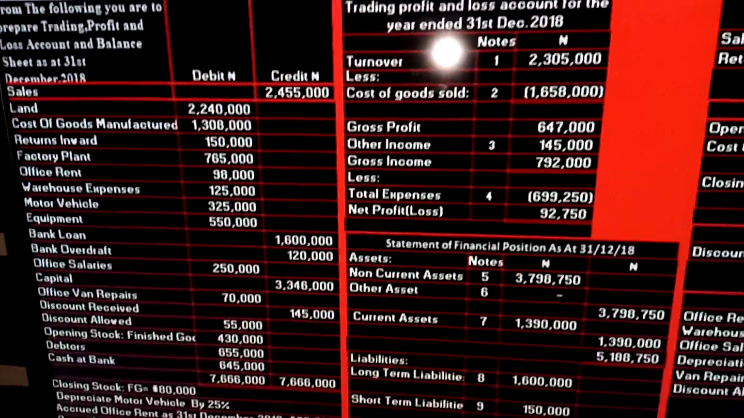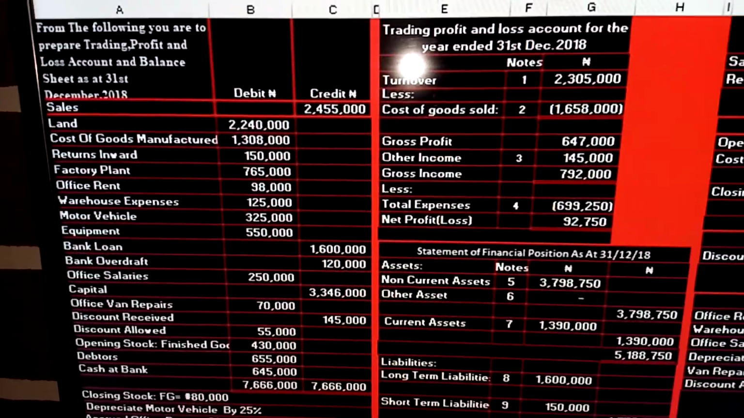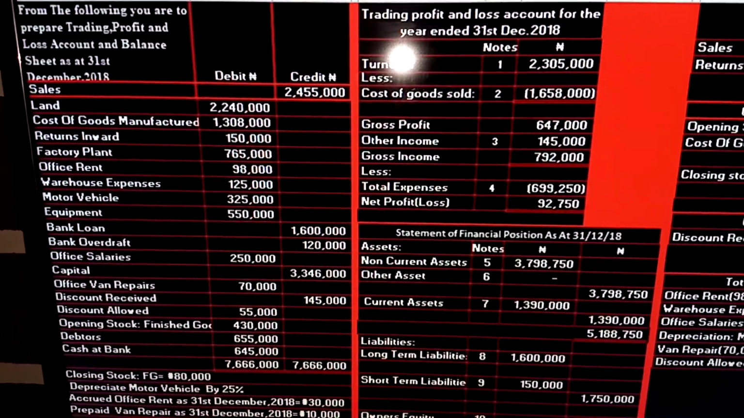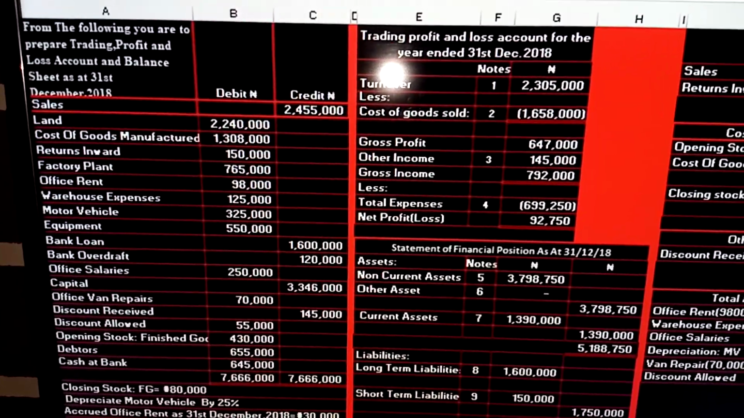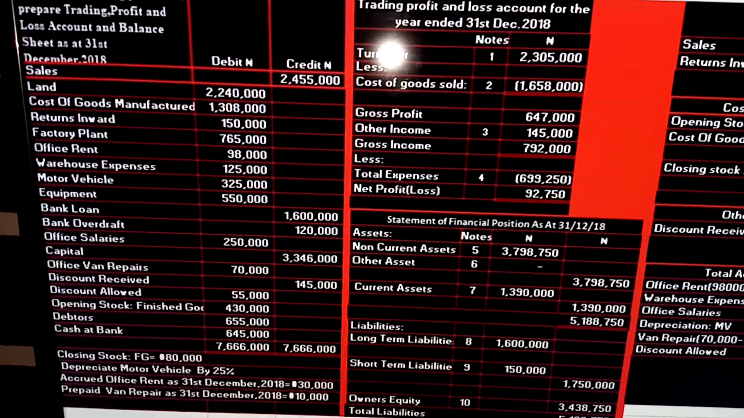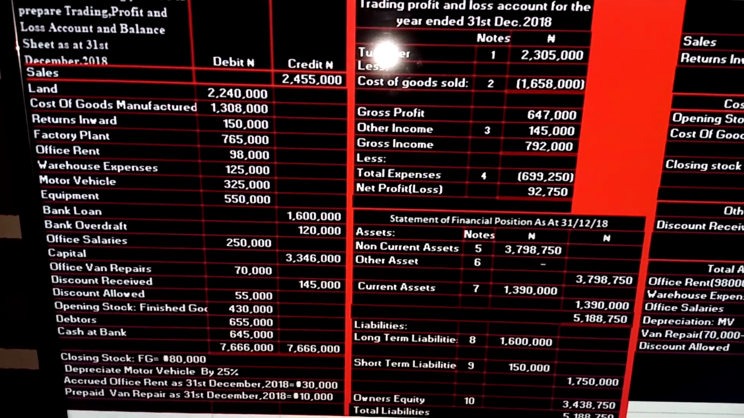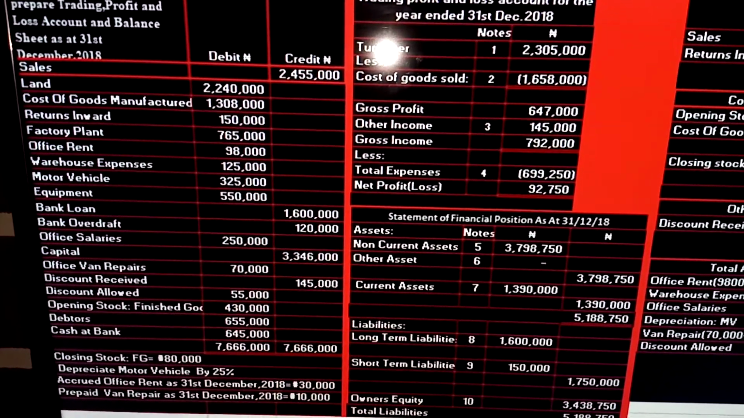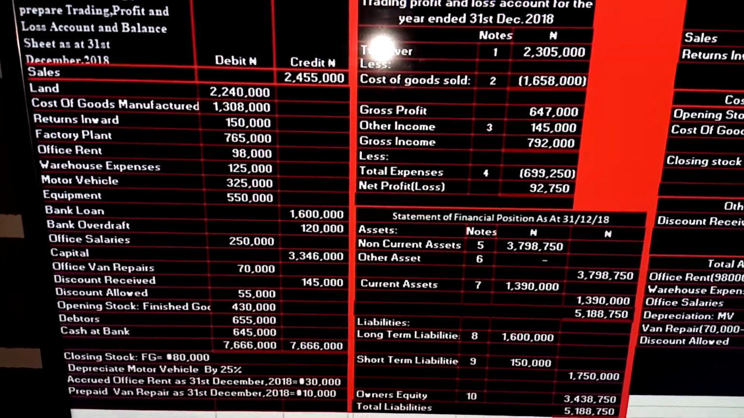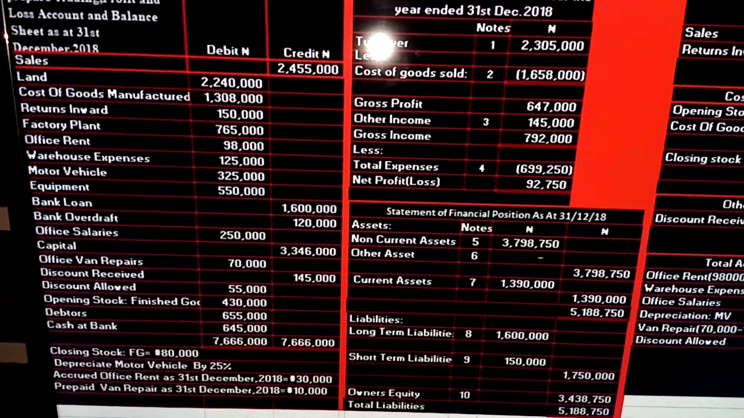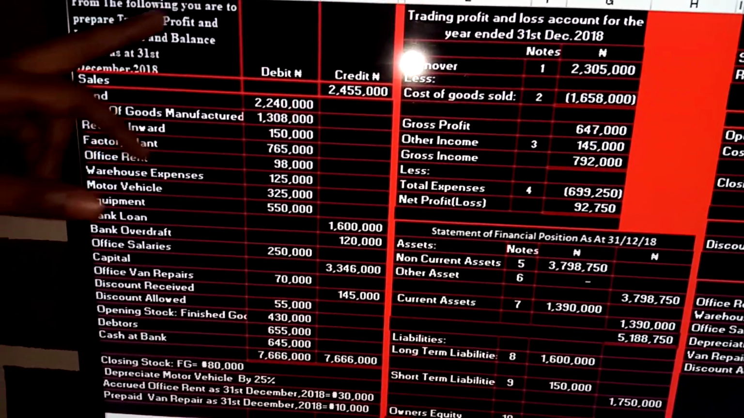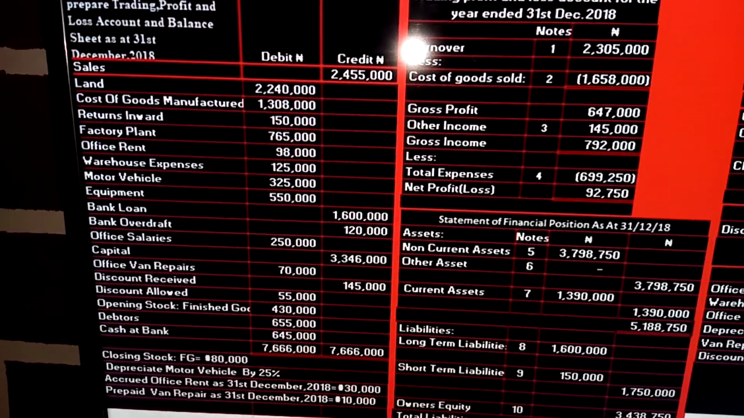So here is an illustration: preparing trading profit and loss account and balance sheet after manufacturing. It's an improvement on the question we solved in the manufacturing class. So you should go there to understand how cost of goods manufactured is derived, because that is basically the essence of the manufacturing account. In this class they said from the following you are to prepare trading profit and loss account and balance sheet as at 31st December 2018. So here are the questions.